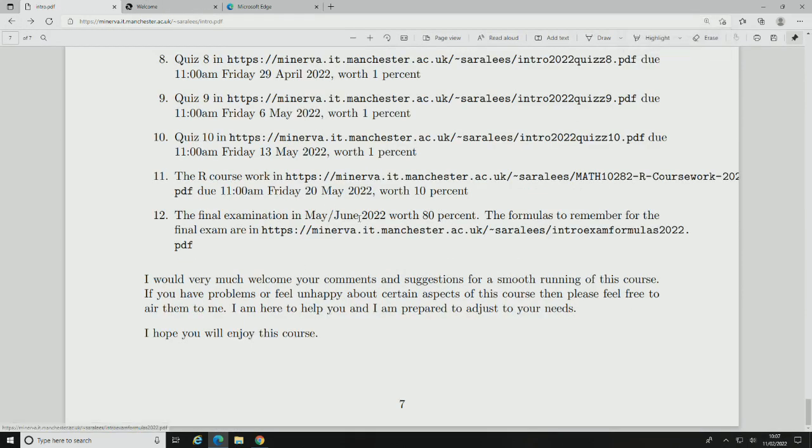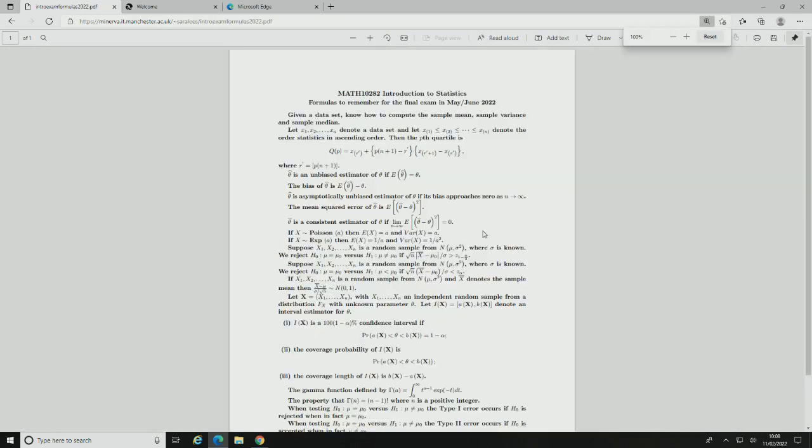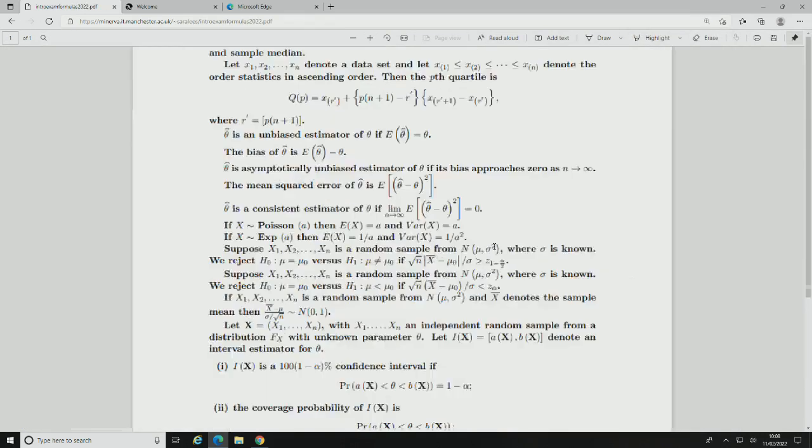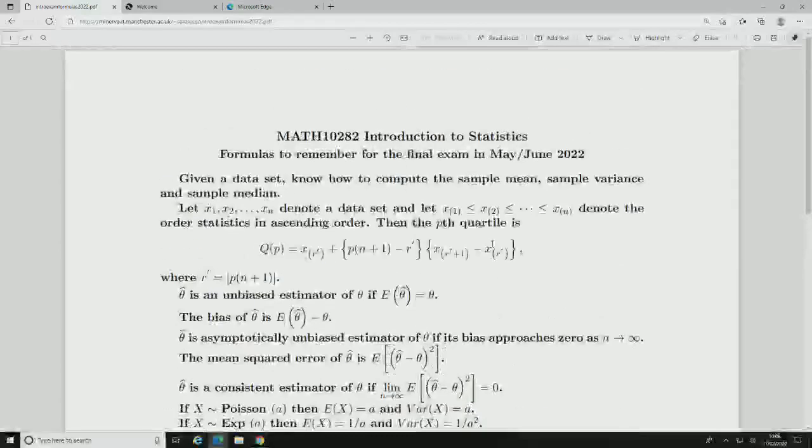Then finally, there will be a final exam. There will be a final exam in May or June of this year. That is worth 80% of your total mark. And the formulas that you need to know for this exam are contained in this. These are the formulas you need to remember for the exam. Okay?